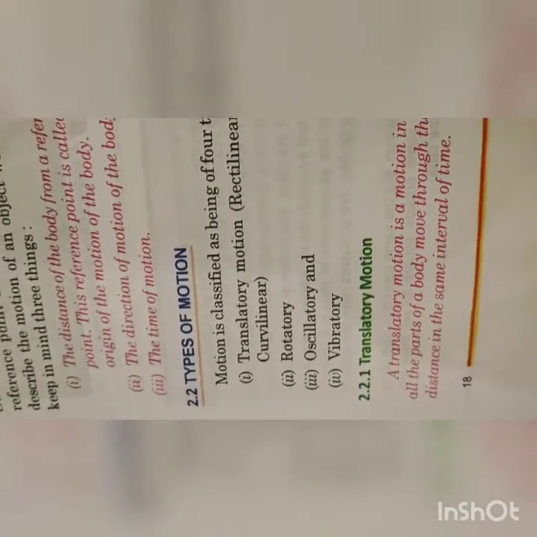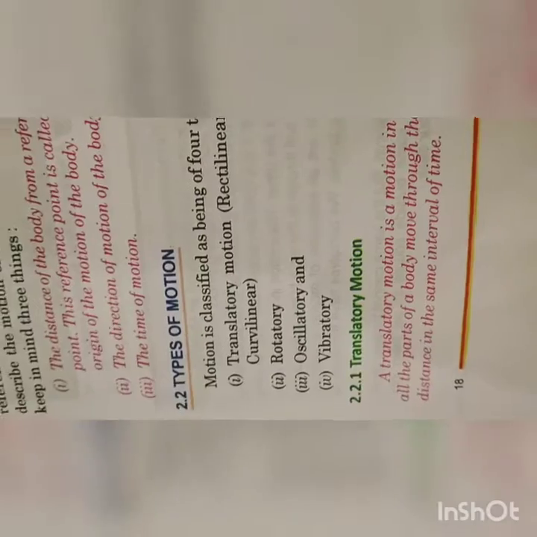A translatory motion is a motion in which all the parts of a body move through the same distance in the same interval of time. That means the whole body is moving, and there is no partial movement. Okay. Now this translatory motion is also of two types.